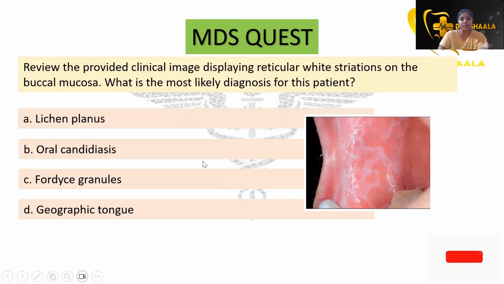Oral candidiasis occurs as a white mucous patch. Fordyce granules are white, small, pinpoint lesions. Geographic tongue shows red and white patches all over the tongue, right? These are the important features you have to know.